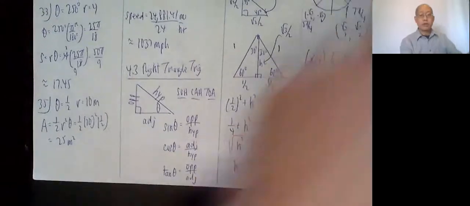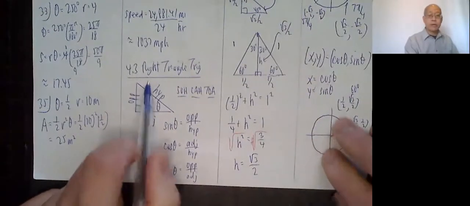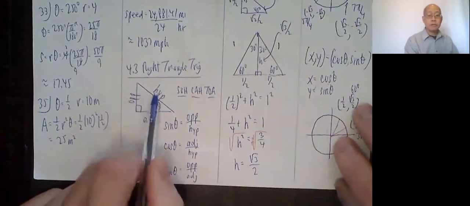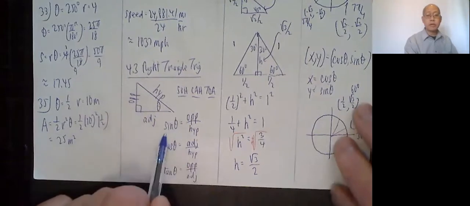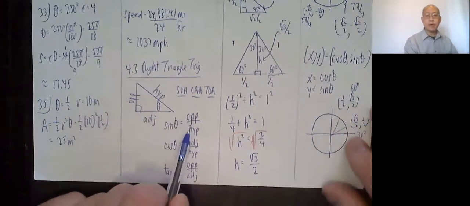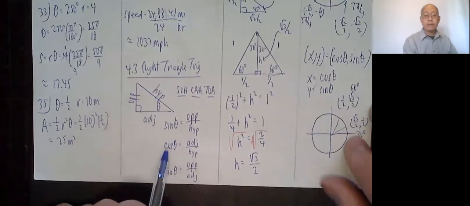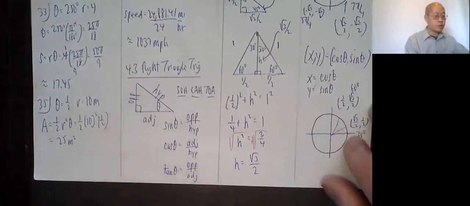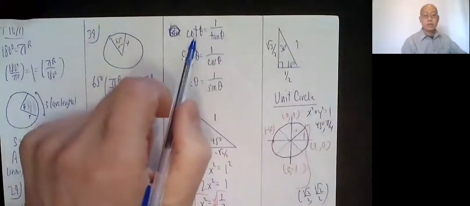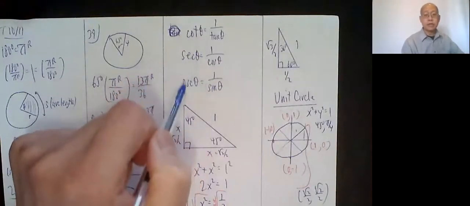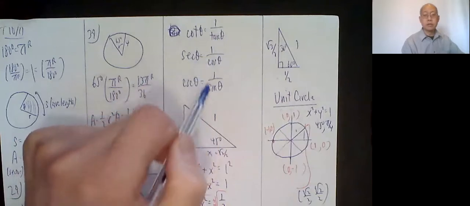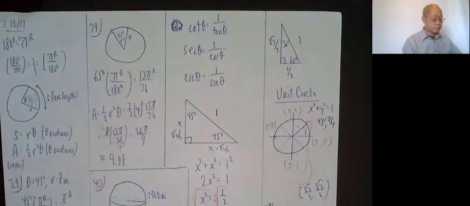All right, so 4.3, we have a right triangle, opposite, hypotenuse, adjacent, SOHCAHTOA. Sine of theta is opposite over hypotenuse. Cosine of theta is adjacent over hypotenuse. Tangent of theta is opposite over adjacent. And these are the reciprocals. Cotangent, secant, and cosecant are reciprocals of tangent, cosine, and sine.